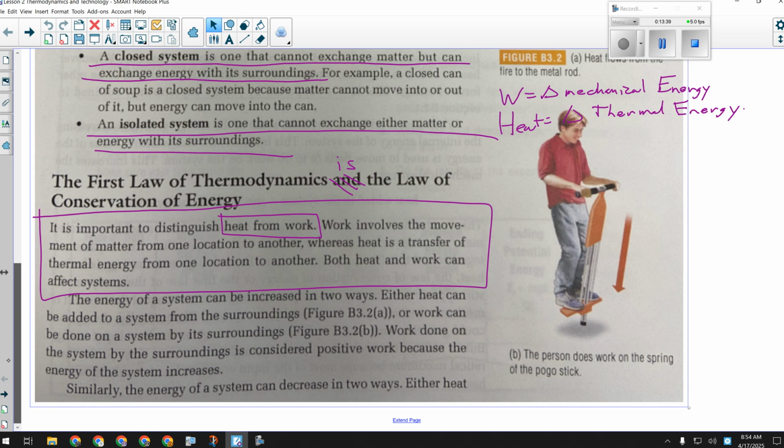All right, so it's important to distinguish heat from work. Work involves the movement of matter from one location to another, whereas heat is a transfer of thermal energy from one location to another. Both heat and work can affect systems. Heat and work are similar in that they're both transfers of energy. What's different is the type of energy being transferred. With heat, it's thermal. With work, it's mechanical.